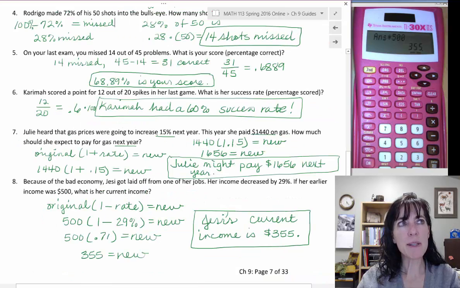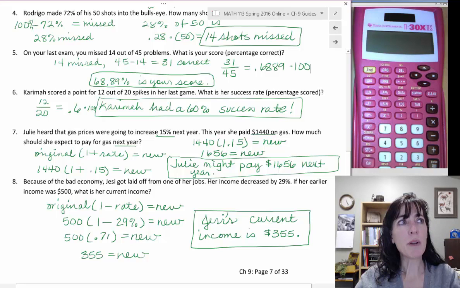For an exam, it's a similar type of thing. You missed 14 out of 45, so subtract that to get the number you got correct. And then just write a proportion, 31 out of 45, divide it, and convert it into a percent by multiplying by 100. And so we got 68.89% for the final score.